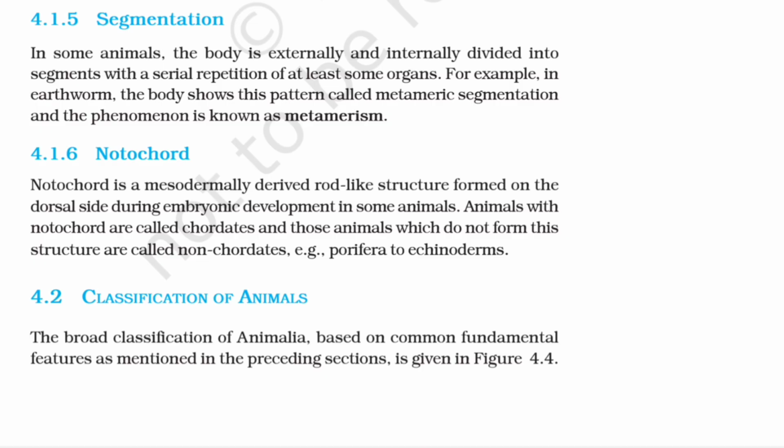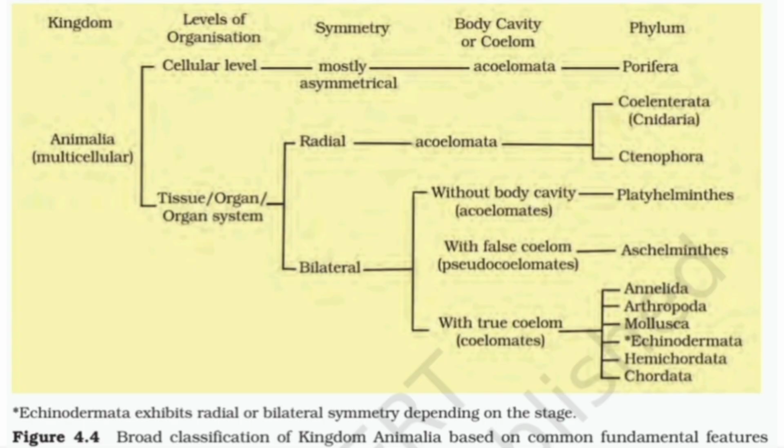4.1.6 Notochord. Notochord is a mesodermally derived rod-like structure formed on the dorsal side during embryonic development in some animals. Animals with notochord are called chordates, and those animals which do not form this structure are called non-chordates. Example: Porifera to echinoderms. 4.2 Classification of animals. The broad classification of Animalia based on common fundamental features as mentioned in the preceding section is given in figure 4.4.